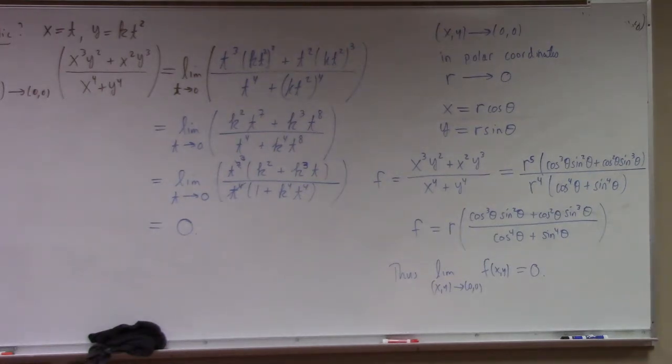Or a sentence at least. Anyway, if you write that calculation and then you say, hey, cosine to the 4th plus sine to the 4th is not equal to 0, then we're good.